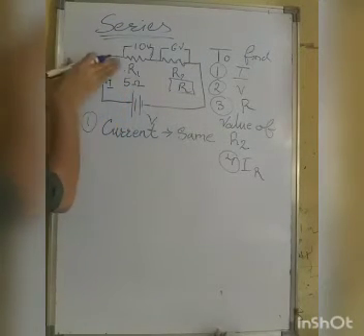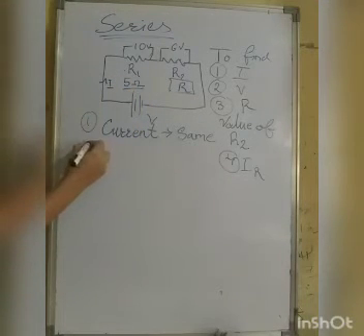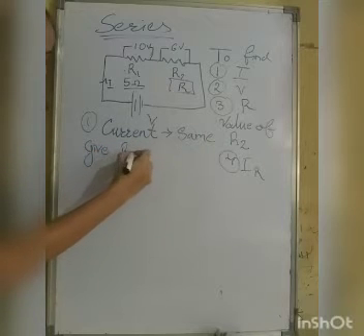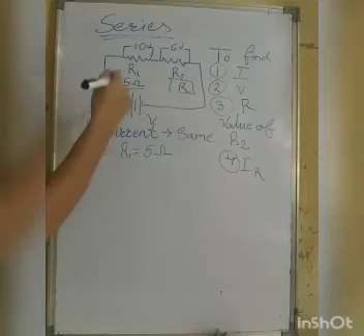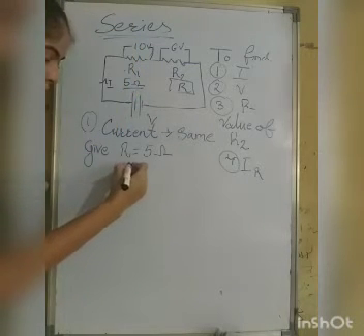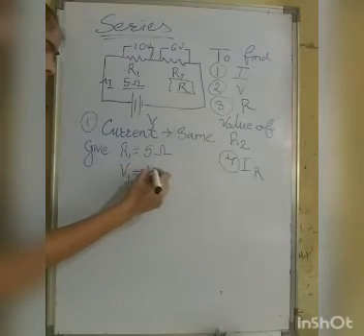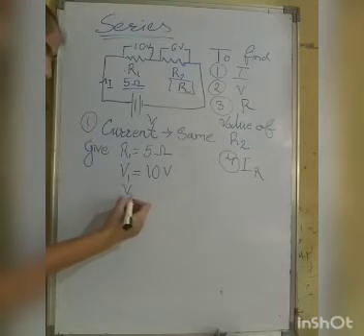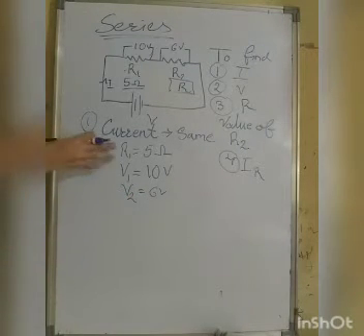So just come to resistance 1. You have the value of R1. In the given part what do you have? You have the value of R1, that is 5 ohms. You have the voltage also. Which voltage do you have? You have V1 voltage. How much is it? 10 volts. You have V2 also. How much is it? 6 volts.